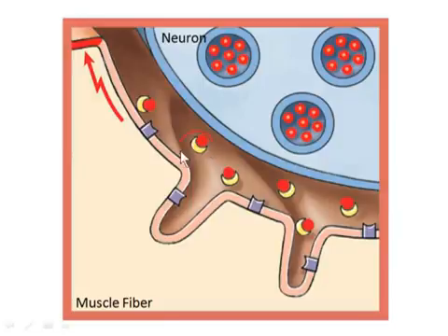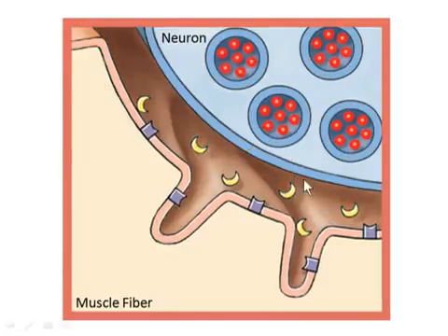Excitation of the muscle fiber ends as acetylcholine is removed from the cleft by acetylcholinesterase. Some of the breakdown products of acetylcholine are then reused by the neuron to make more acetylcholine and refill vesicles. With acetylcholine cleared from the synaptic cleft and synaptic vesicles refilled, the neuromuscular junction has now returned to its resting state.